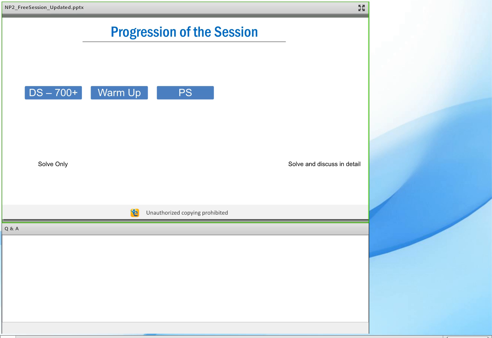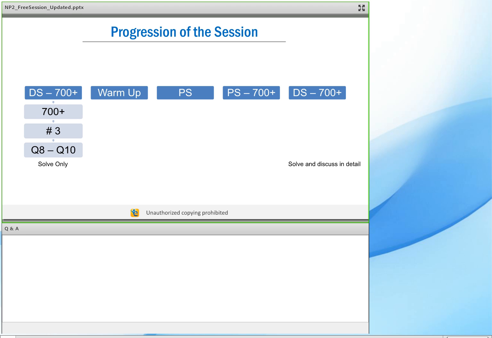Then we'll start with a basic warm-up, the very easiest questions that you can get in remainders. Then we're going to solve a few problem-solving questions, which are going to be 650 to 700 level. Then another set of problem-solving questions, which are going to be 700 level. And then we're going to come back to the same DS questions that we started with. The goal is that throughout this session, we build our ability up to these 700 level questions.